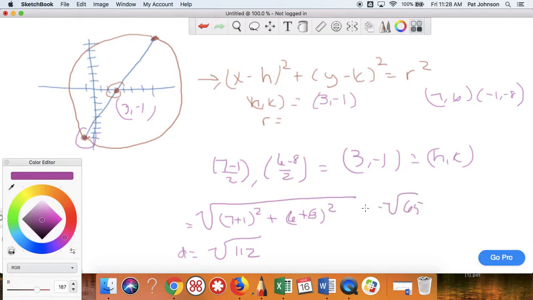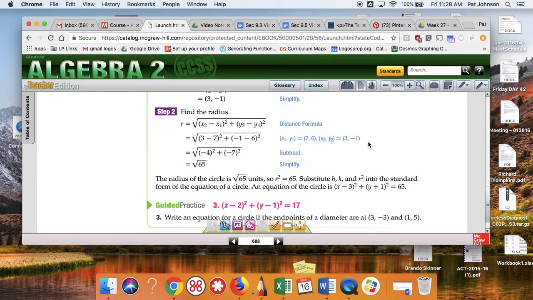the square root of 65 is r. And r squared is going to be 65. So square root of 65. So now my equation is going to be (x - 3)^2 + (y + 1)^2 = 65. And you see, there's your equation.